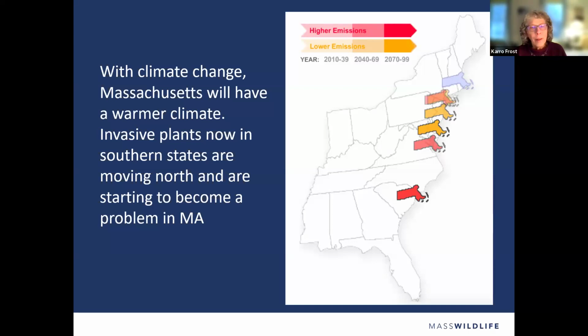So we've got invasive plants that are now in the southern states, such as here in South Carolina. Well, they're moving up. And if we end up being as warm as South Carolina, we're going to have the plants that are already a problem there, and they're going to become a problem here. So Massachusetts, and New England as a whole, is actually expected to be on the receiving end of several invasives.